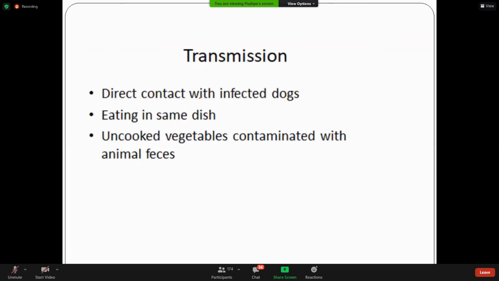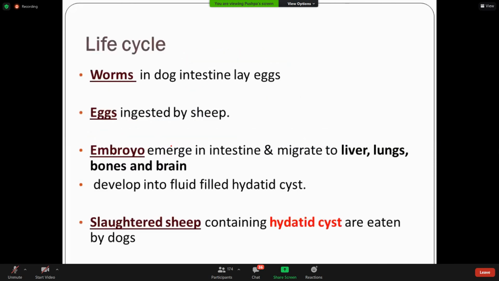Transmission is by direct contact with infected dogs, eating from the same dish as a dog, or uncooked vegetables contaminated with animal feces. Life cycle: the worm in the dog intestine lays eggs. Eggs are ingested by the sheep. The embryo emerges in the intestine and migrates to the liver, lungs, bones, and brain, and develops into a fluid-filled hydatid cyst. Slaughtered sheep containing hydatid cysts are eaten by the dog. That's how the dogs can be contaminated with this parasite.